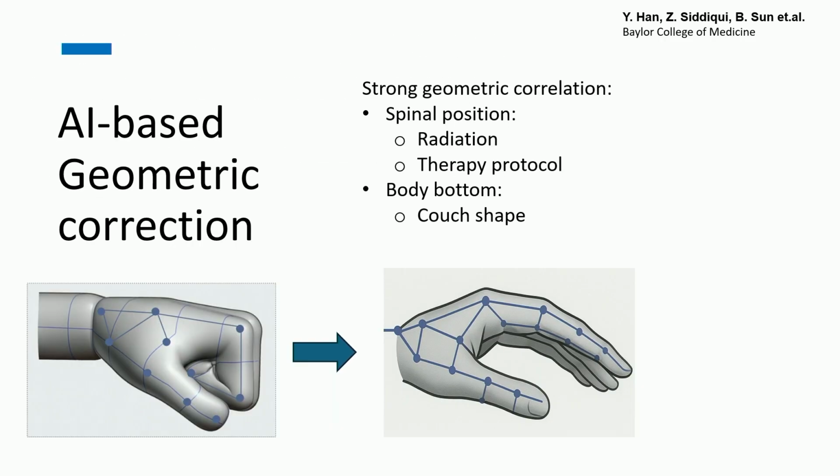How to solve this issue? Actually, the innovative solution we found is surprisingly easy, because I found that both these problems, the spinal position and the body bottom, should have a very strong geometric correlation between the diagnostic CT and the simulation CT. For the spinal position, the geometry is defined by the protocol, and for the body bottom, it is defined by the couch shape. It's just like if I have an image of my fist, and I can identify the joints of my fist, then I can predict what it looks like when I relax my hand.